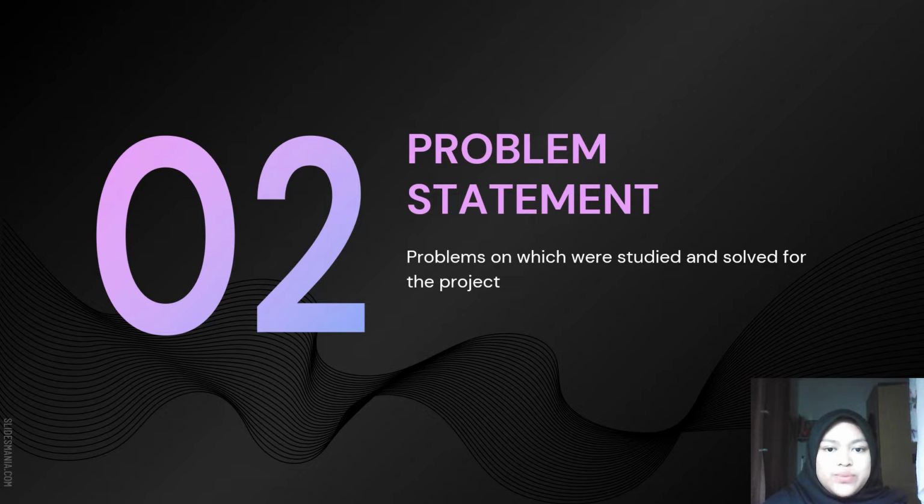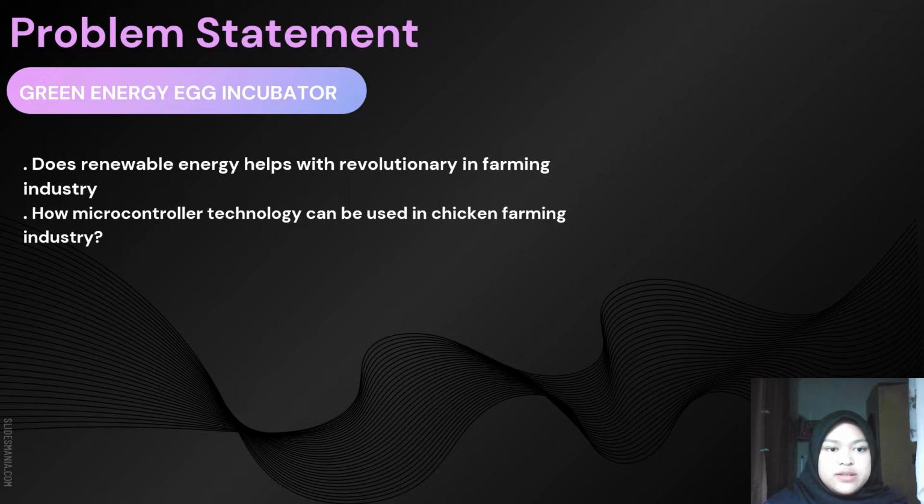Next, we go to the problem statement, which is the problem we will study and solve for the project. So we have two problem statements. The first is to test renewable energy hubs with evolution in the farming industry. The second one is how microcontroller technology can be used in the chicken farming industry.